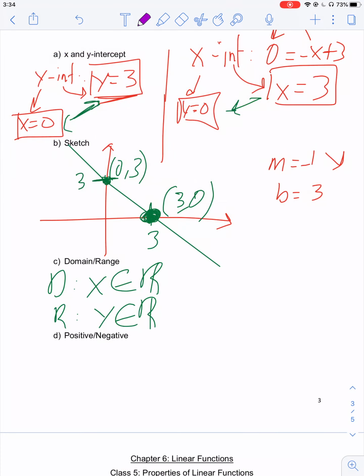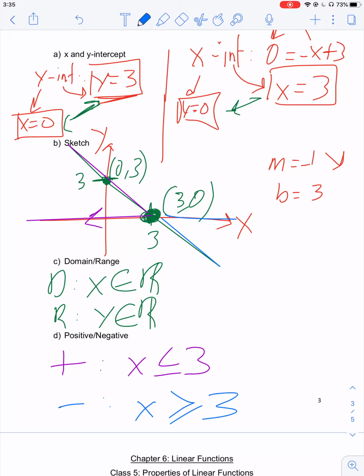Now, when is my function positive? When are the y values of my function positive? In other words, when is my function above the x-axis? It's above the x-axis over here, and these are the x values that make my function positive. I'm moving towards the left, starting at 3. So my function is positive when my x values are less than or equal to 3, and it has to be negative over here. So my function is negative when my x values are greater than or equal to 3.